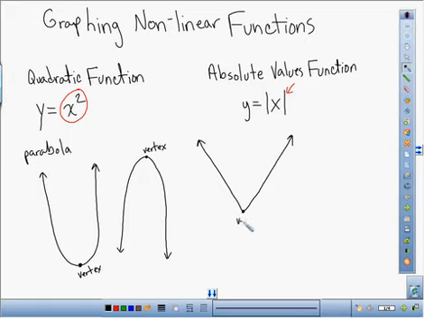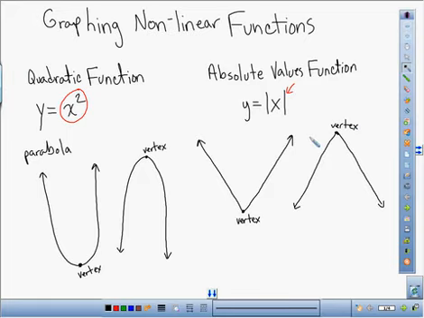It also has a vertex, that point where it turns around. Okay? And just like the quadratic one, it can go up or it can go down, depending on whether there's a negative in front of it or not. You know, if we multiply something by a negative, that always makes it negative, so it usually flips things over. So we know what the shapes are.